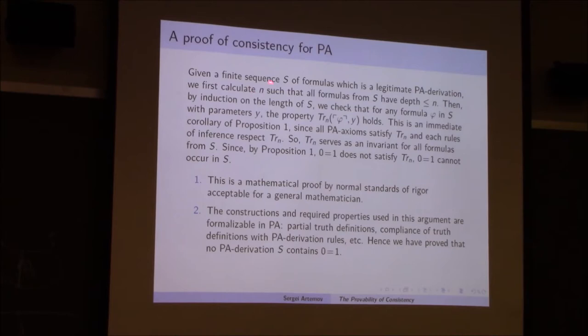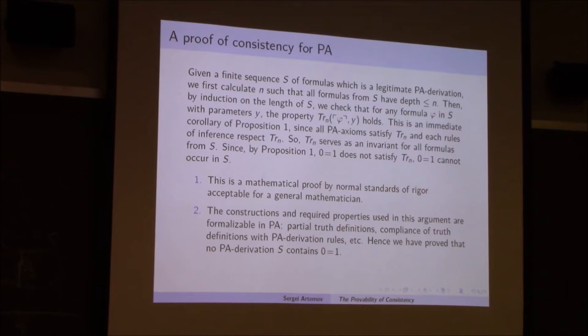Given a finite sequence S of formulas, not an anonymous variable, whose domain is not specified, which can be standard or not standard, but the real finite sequence of formulas. You read this as whether it's a legitimate PA derivation, which you can easily recognize. If not, you say no. If it's a legitimate PA derivation, you can calculate n such that all formulas from S have depth less than n. And then you pick the truth predicate. And after this, all you do with this proof is that you walk in the standard model without saying the word standard model.